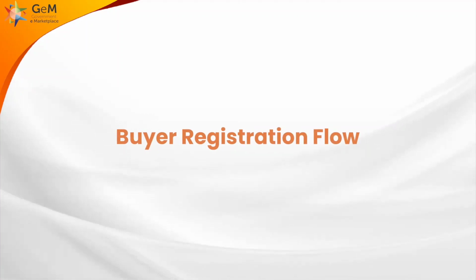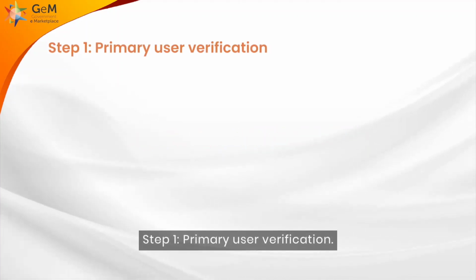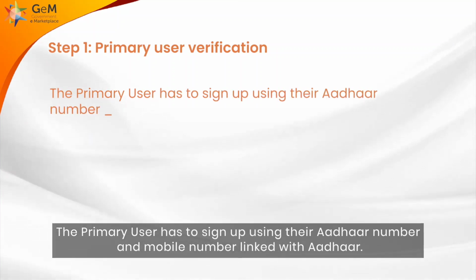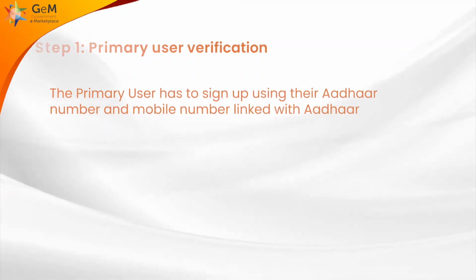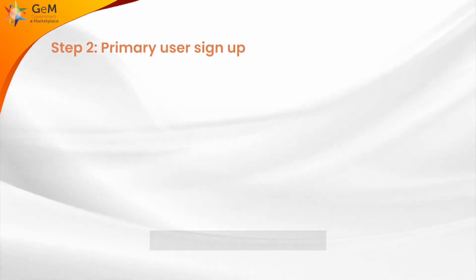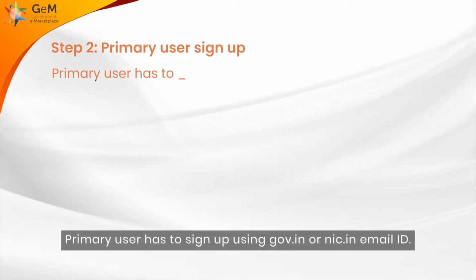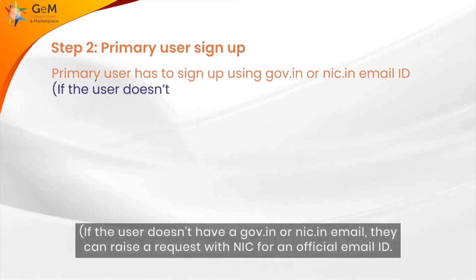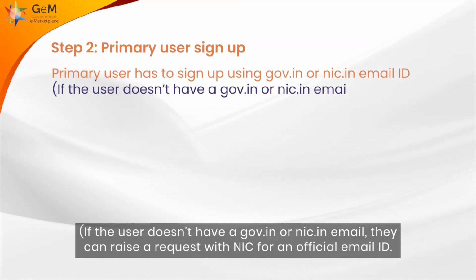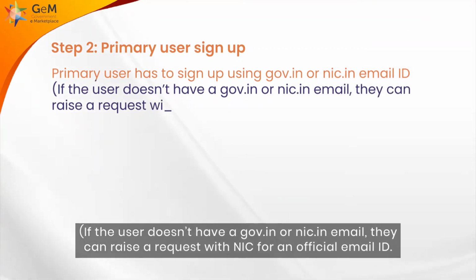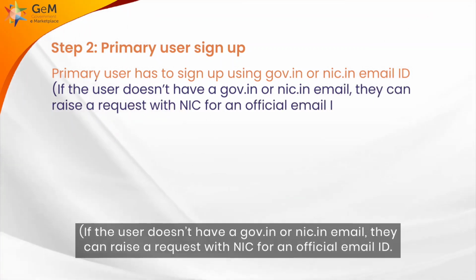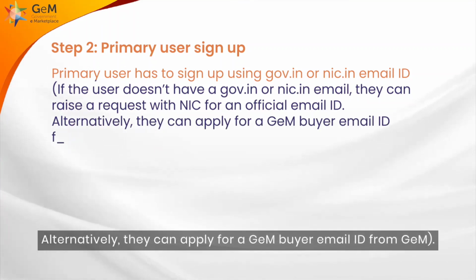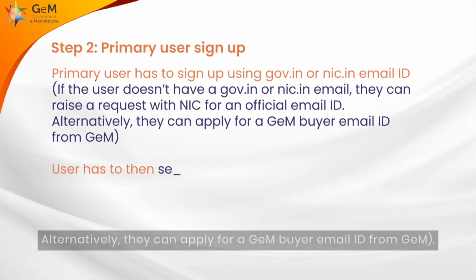Buyer registration flow. Step 1. Primary user verification. The primary user has to sign up using their Aadhaar number and mobile number linked with Aadhaar. Step 2. Primary user sign up. Primary user has to sign up using gov.in or nic.in email ID. If the user doesn't have a gov.in or nic.in email, they can raise a request with NIC for an official email ID. Alternatively, they can apply for a GeM buyer email ID from GeM.